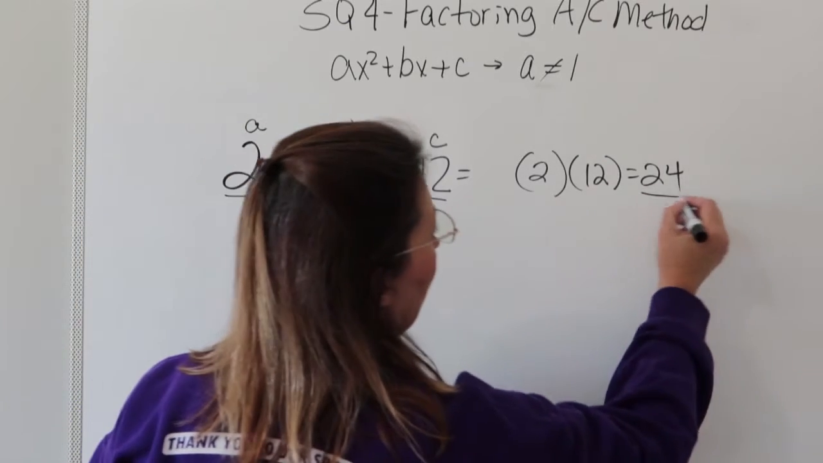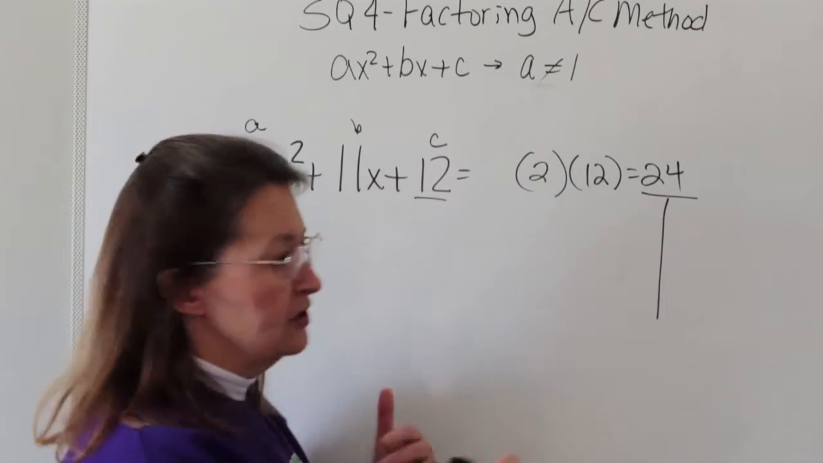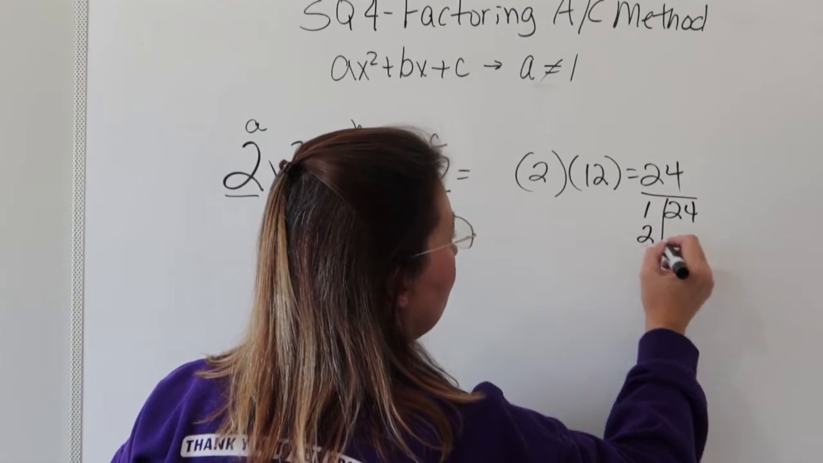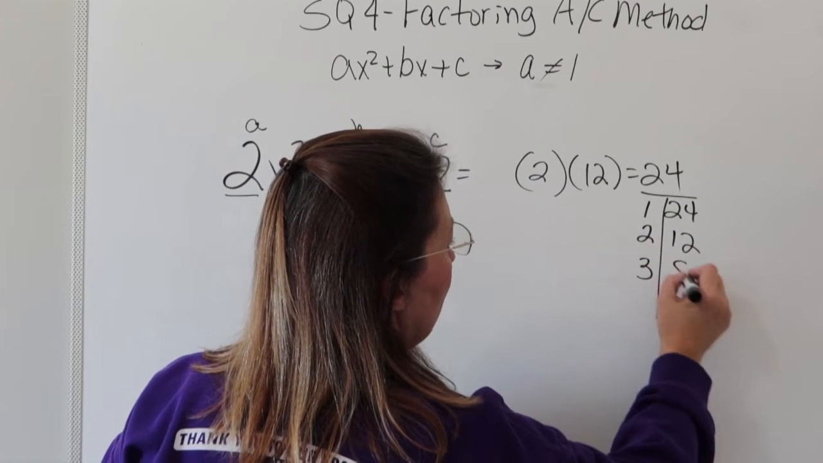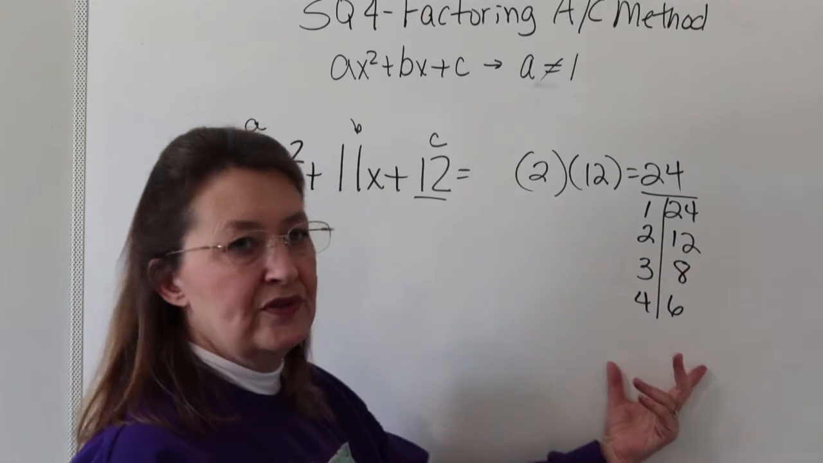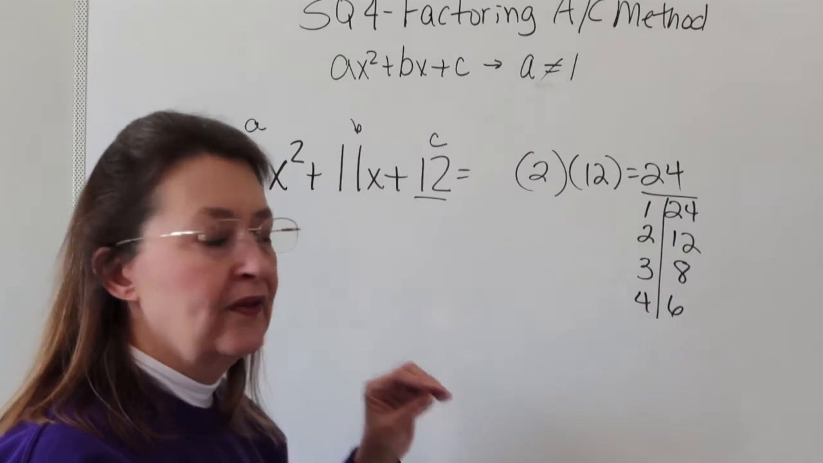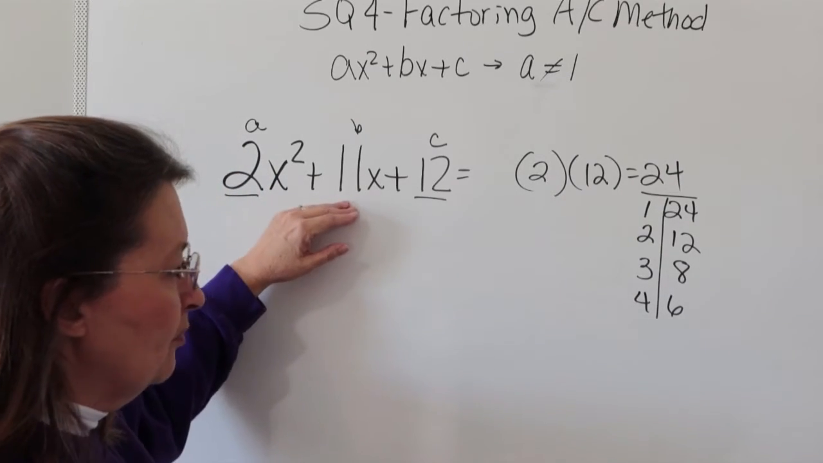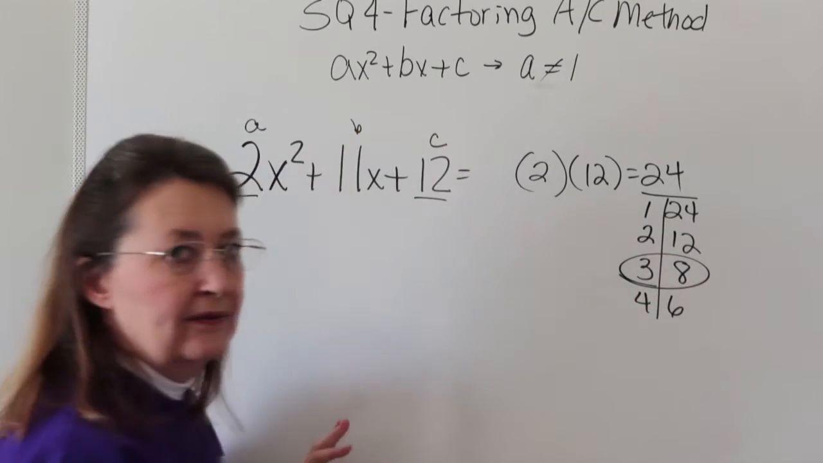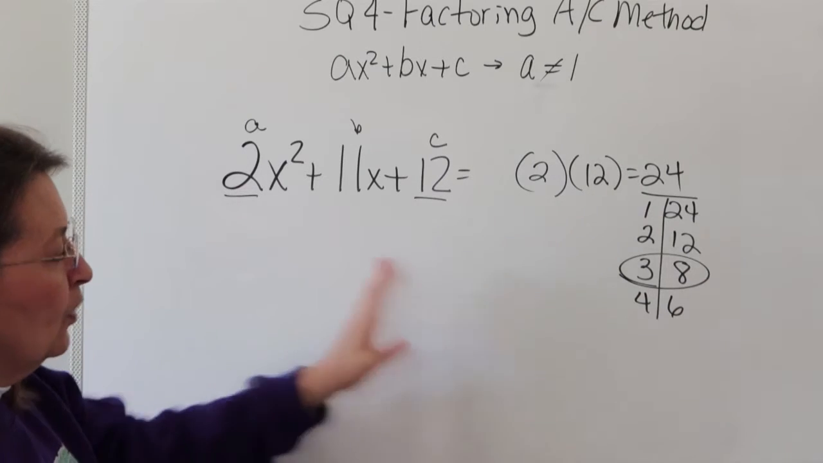We're going to make a chart under 24 of all the numbers that multiply to give us 24, just like we did in the other one. And go in order so you don't lose anything. 1 times 24, 2 times 12, 3 times 8, 4 times 6. Then you start going back with 6 times 4, so you can stop there. You want to pick the pair that adds up to give you this middle term. Now, which numbers add up to be 11? 3 and 8.